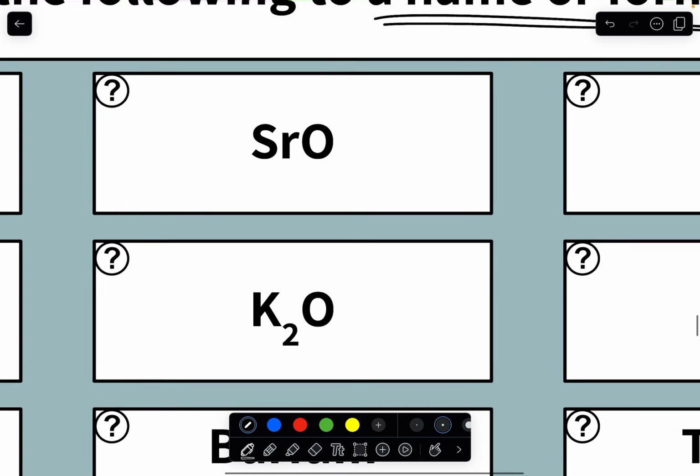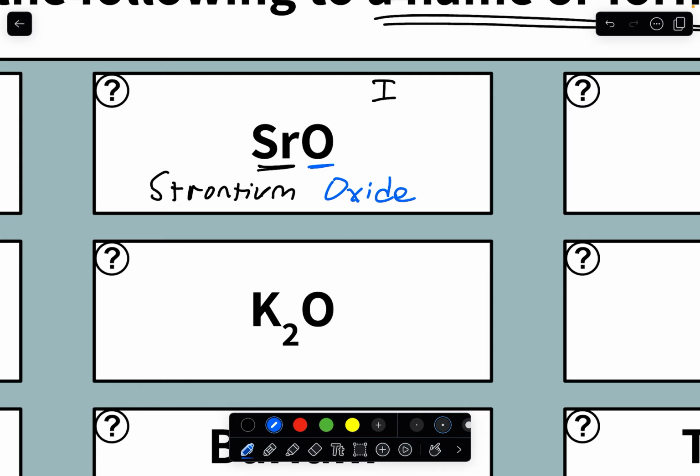Okay. For SrO, right, we have strontium. It's on the left side of the jagged line. Oxygen's on the right side. So if we have either side, one metal, one non-metal, this is again going to be ionic. So we're going to write the name of the metal, strontium. Let me write that a little better. Strontium. And then write the name of the non-metal with the IDE ending, oxide. Okay.